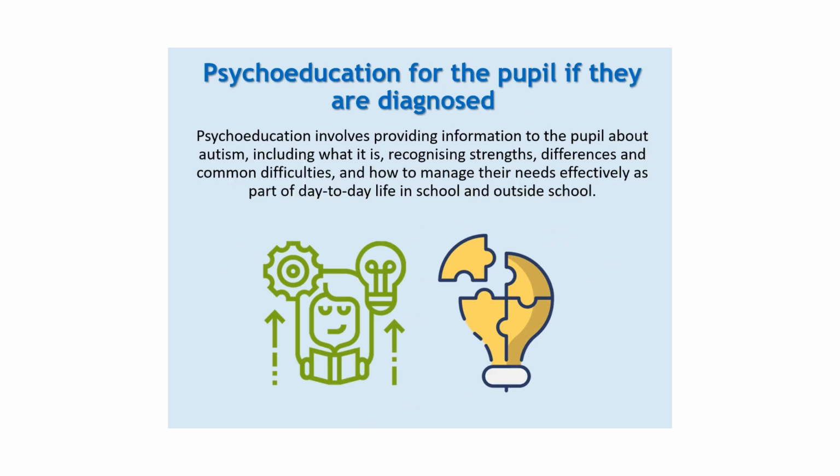Psychoeducation for the pupil if they are diagnosed. Psychoeducation involves providing information to the pupil about autism, including what it is, recognizing strengths, differences, and common difficulties, and how to manage their needs effectively as part of their day-to-day life in school and outside school.